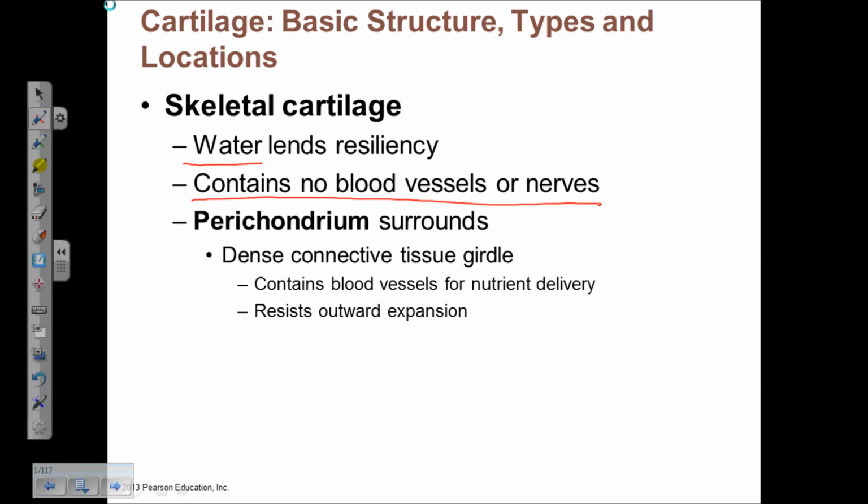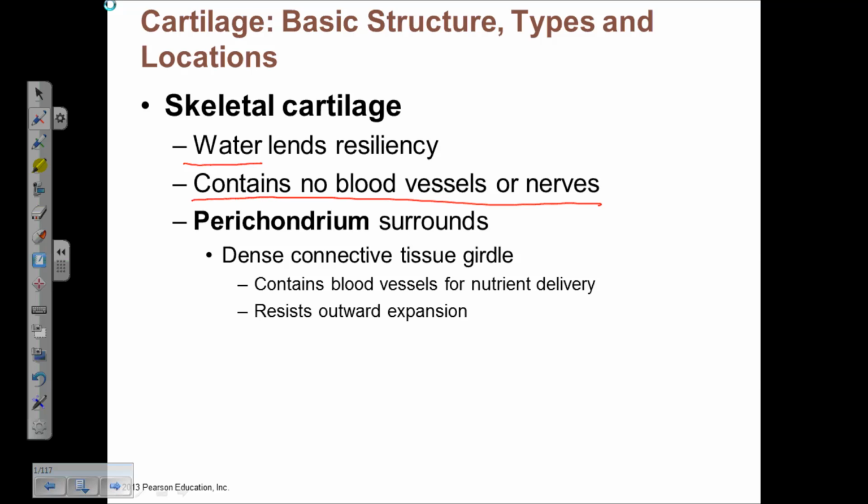Important thing is that cartilage contains no blood vessels or nerves. So lack of nerves implies that we cannot feel the pain in the cartilage. The fact that there are no blood vessels, what does that mean? What implication in terms of health does it have?